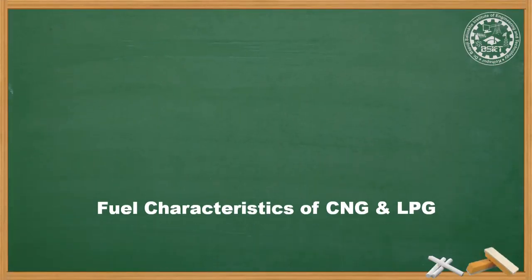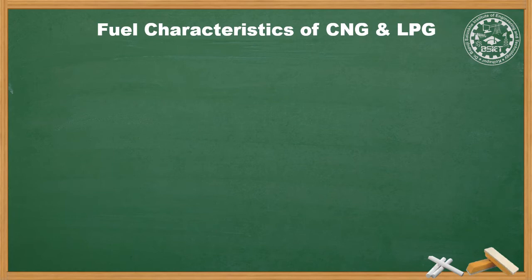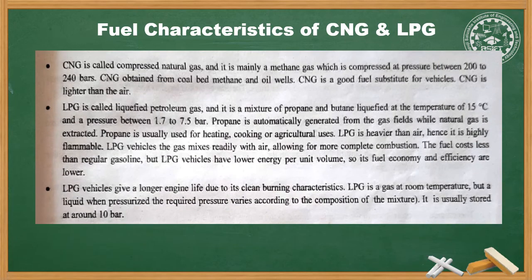Fuel characteristics of CNG and LPG. Alternative fuels such as CNG and LPG. The characteristics: CNG is compressed natural gas, and it is mainly methane gas which is compressed at a pressure between 200 to 240 bar. CNG is obtained from coal bed methane and oil wells. CNG is a good fuel substitute for vehicles as CNG is lighter than air.